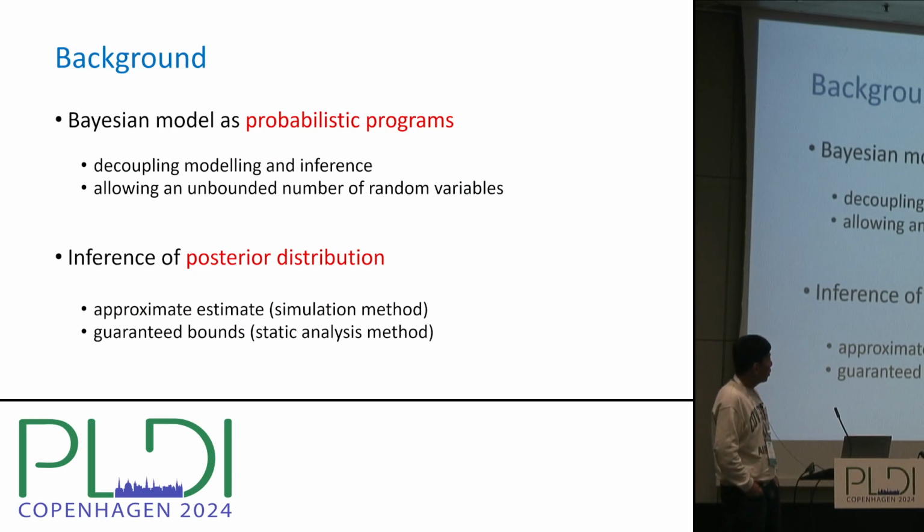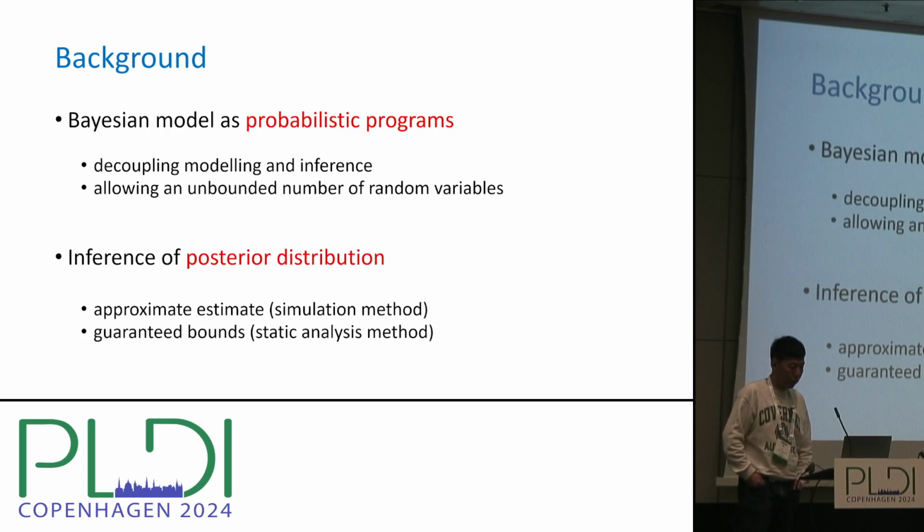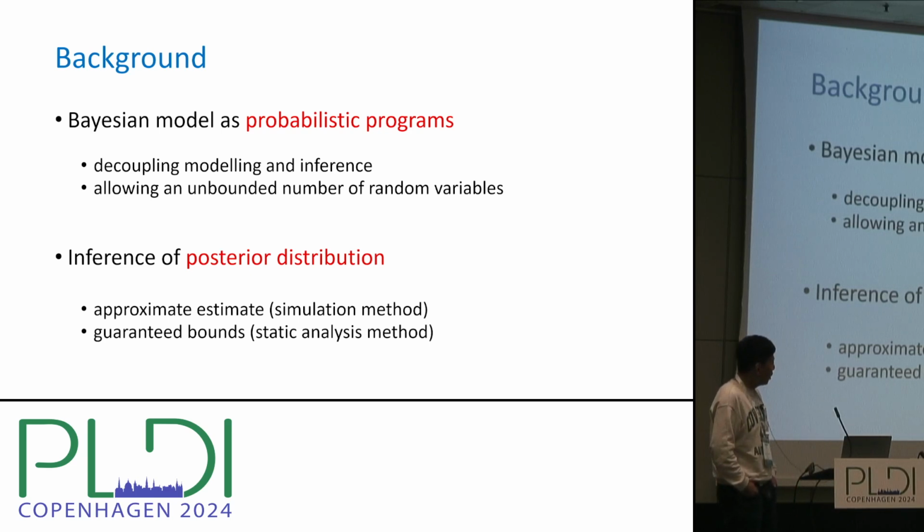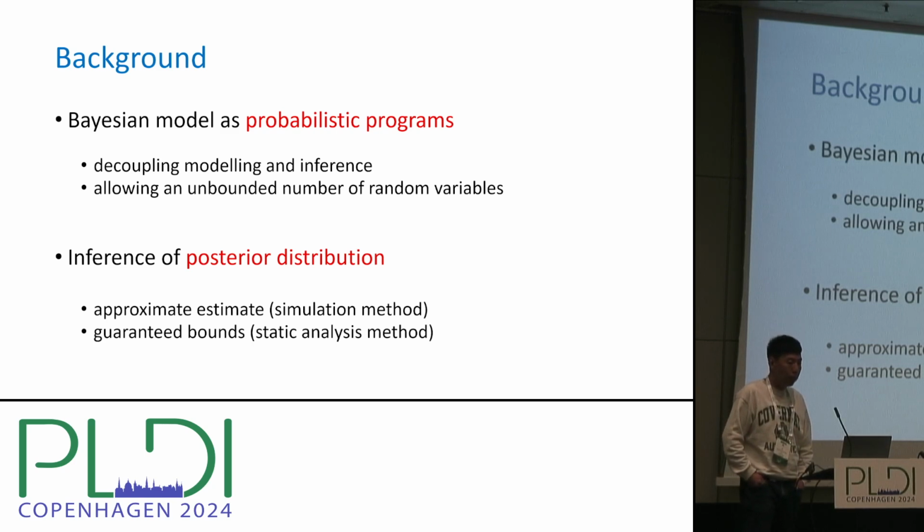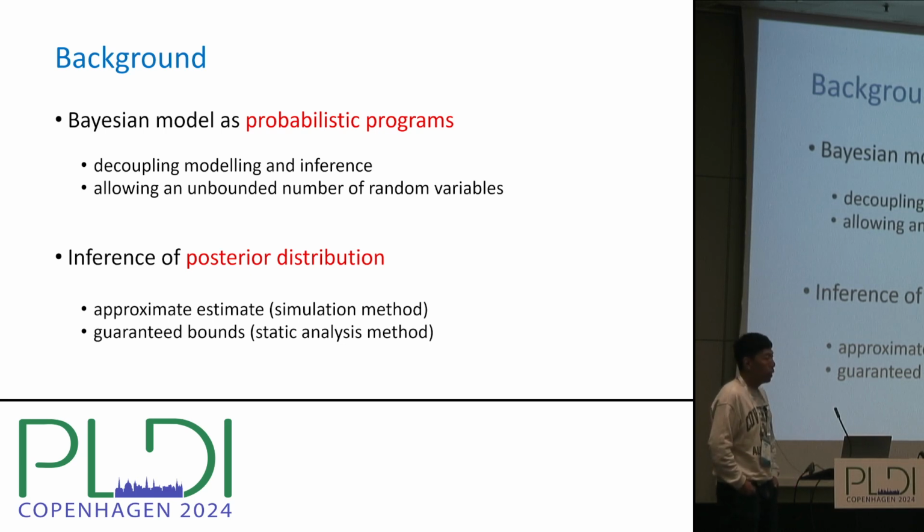The background of the research is that we try to write Bayesian models as programs, and then we try to perform inference over such programs. Here we aim to solve this Bayesian inference problem over Bayesian probabilistic programs, and there are two classes of methods, such as sampling methods and also static analysis methods. If we adopt the sampling methods, then we aim to derive an estimate of this posterior distribution in a lightweight fashion. And if we adopt static analysis methods, then we aim to derive exact bounds for this posterior distribution.